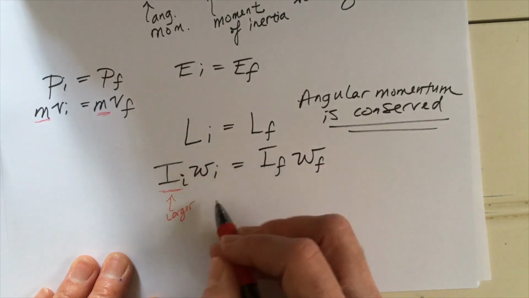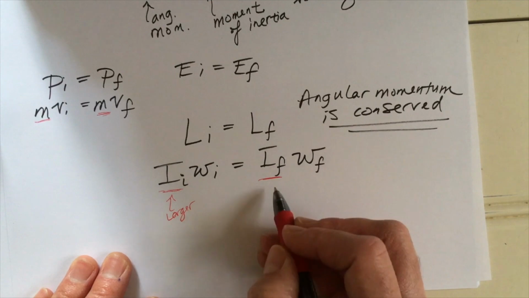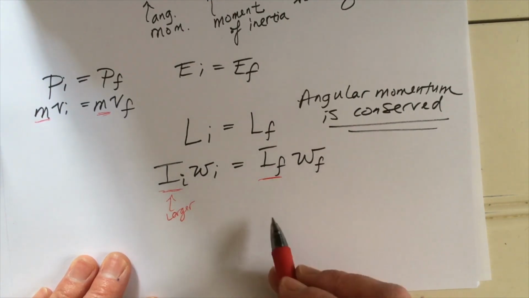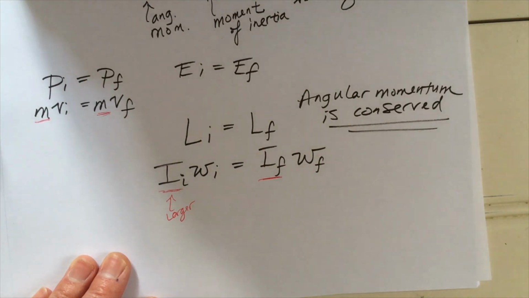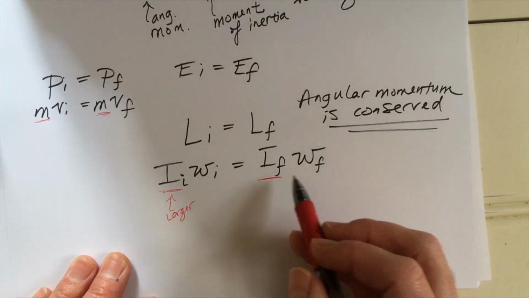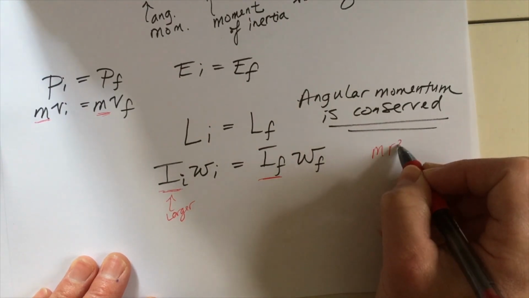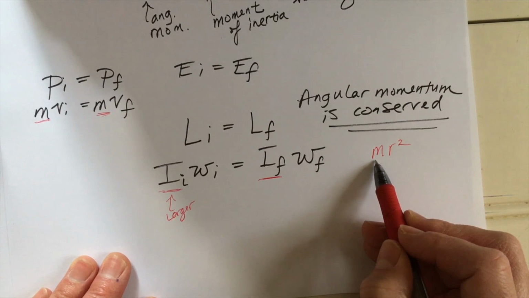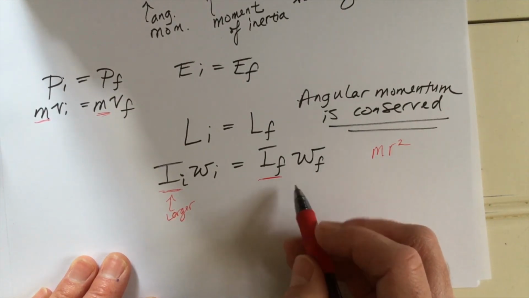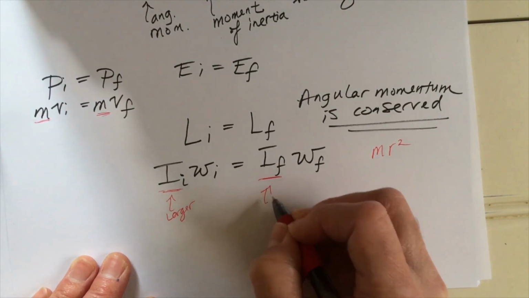And then I got myself spinning, and then I brought the masses in. And even though I didn't change the mass, what did I change? What did I change there? You should be saying, well, I equals mr squared, right? So what changed? Well, the mass didn't change, but r changed. The distance from the axis of rotation changed. So I made I smaller.